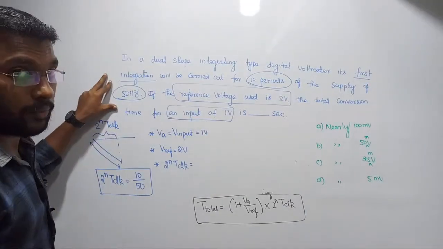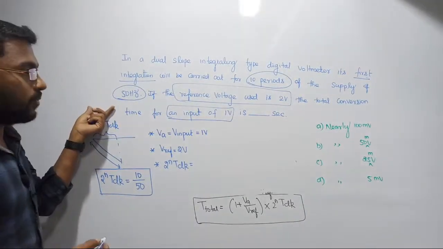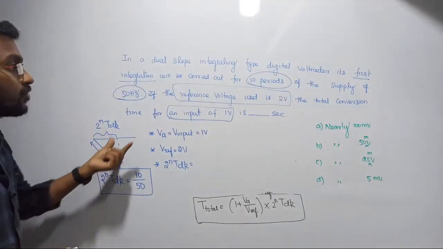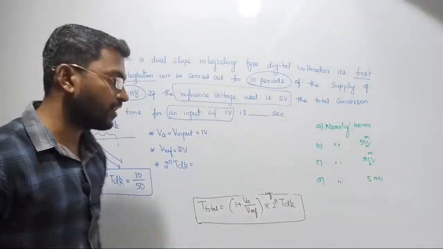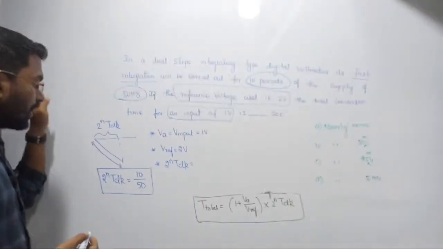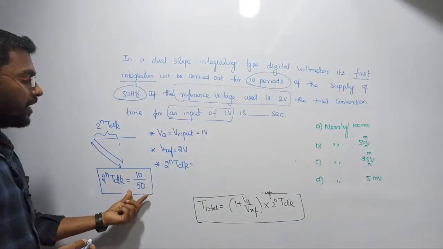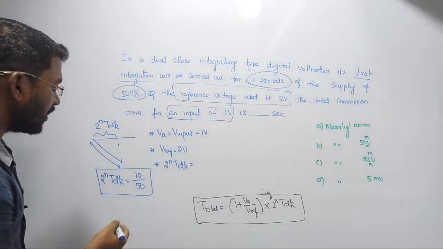Total value is 50. I am repeating once again. Total is given as 50, and we are going to carry data only for 10 periods, right? So in 10 periods we are completing the first integration. It means it is completing its whole data counting, right? So the total conversion time can be defined as period upon frequency, right?